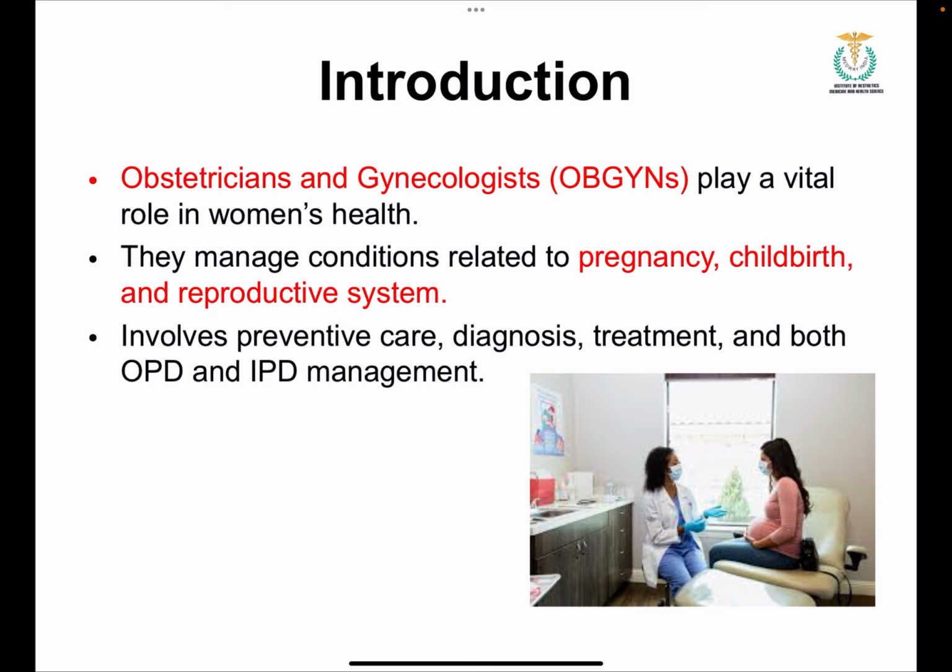Also remember, OBGYN work happens at two levels, the OPD level as well as the IPD level. At the OPD level, what we do is mainly preventive, diagnostic, and follow-up, and at the IPD level mainly pregnancy, surgical procedures, and emergency care. So it involves both OPD and IPD management. The role is not limited to pregnancy or labor, or to the mother alone. It involves both the mother and the baby at the OPD and IPD levels.